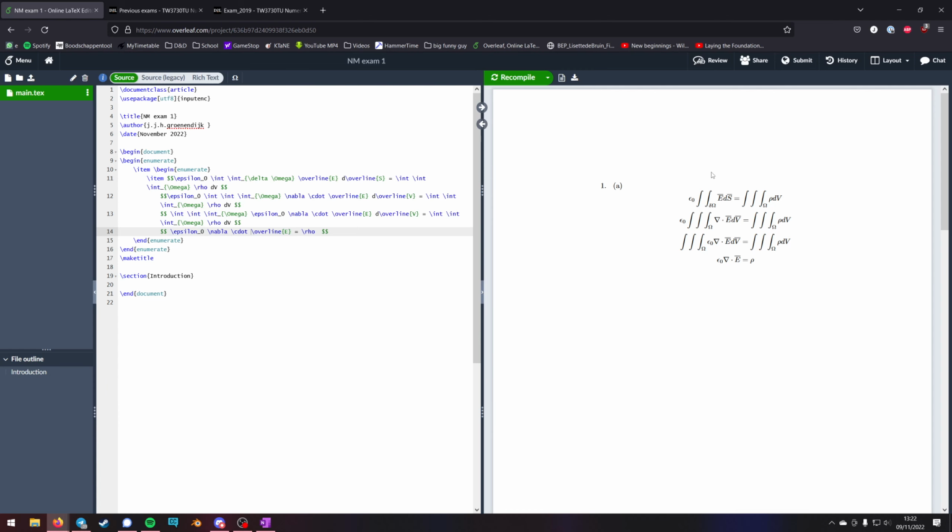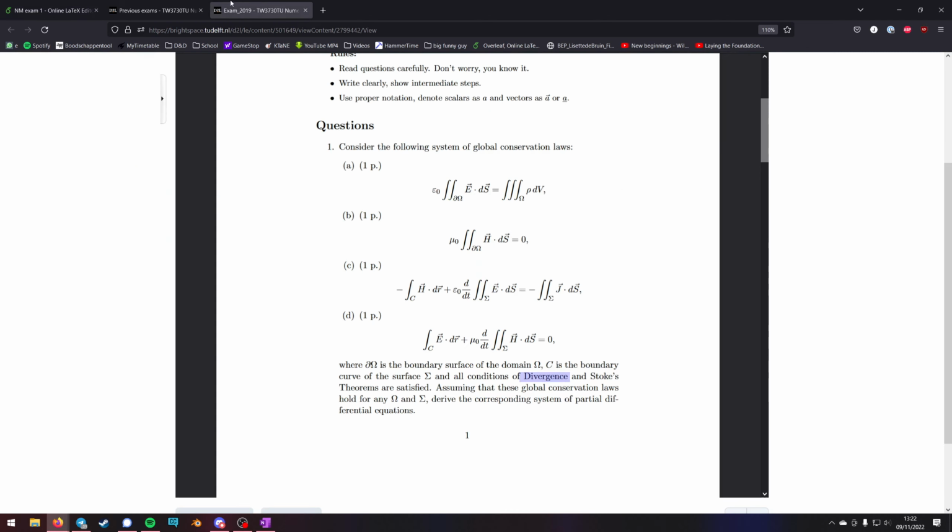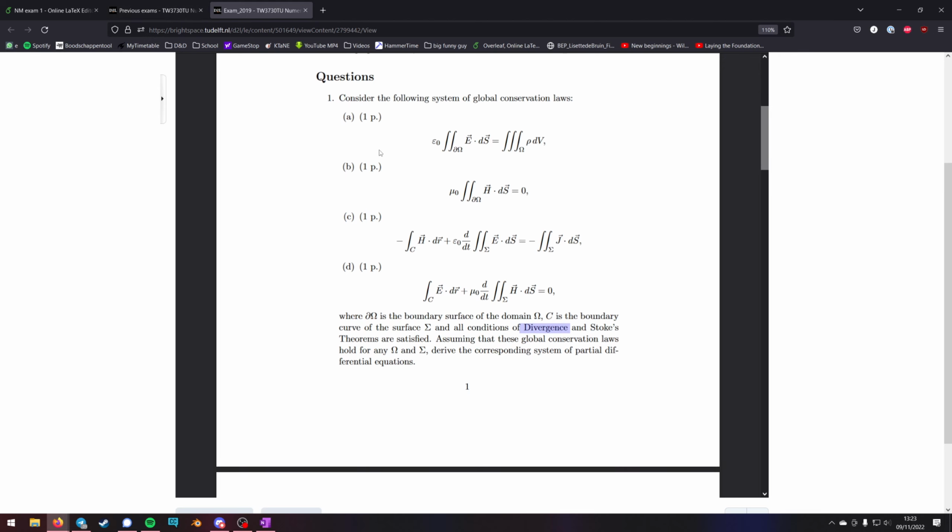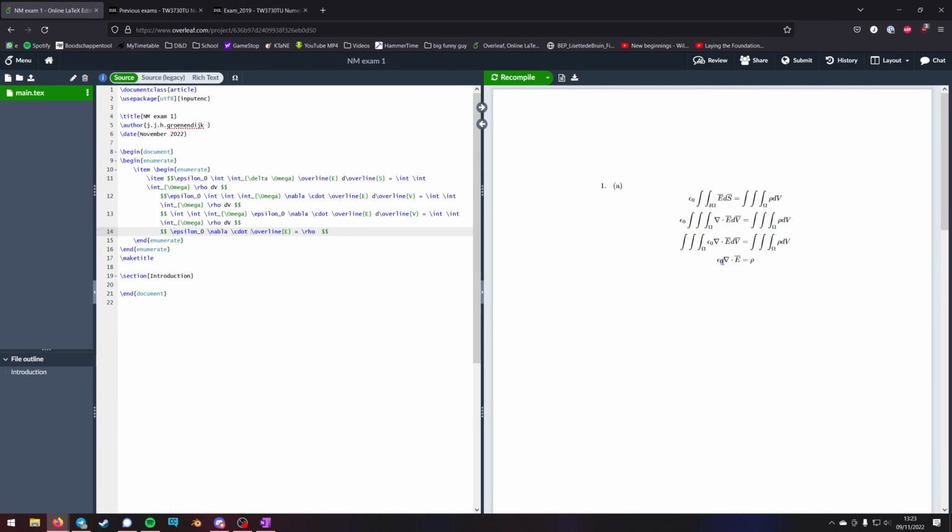Okay, yeah. I'm not sure what exactly they want from us, but if they're asking to derive the system of partial differential equations, and this is a system of partial differential equations, then my guesswork leads to this. This is what I would write on a test.